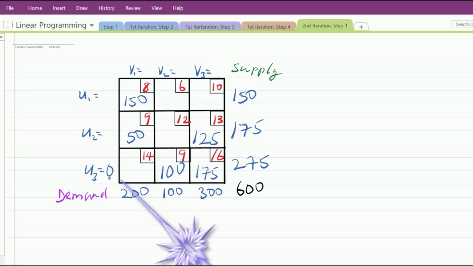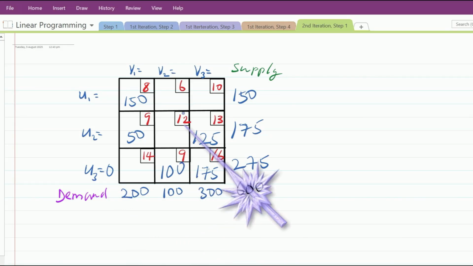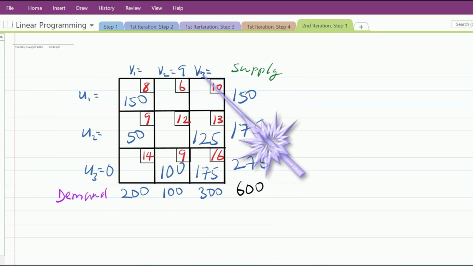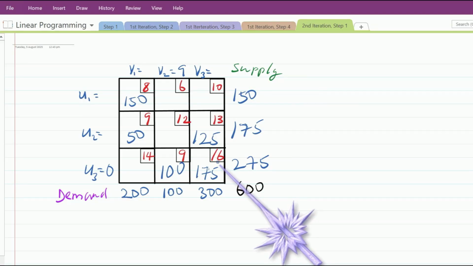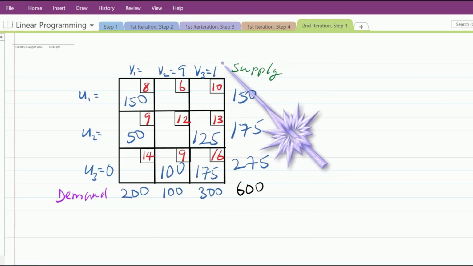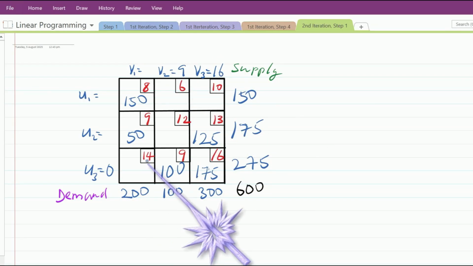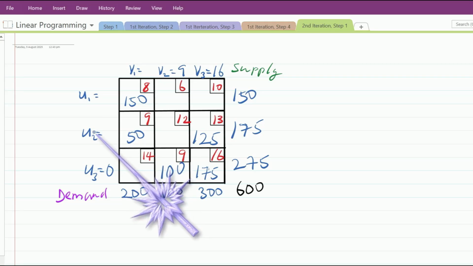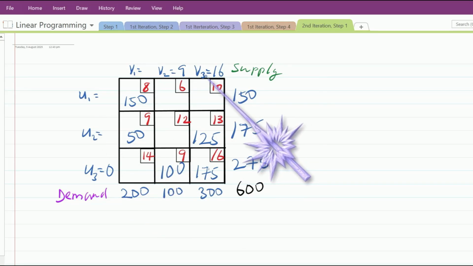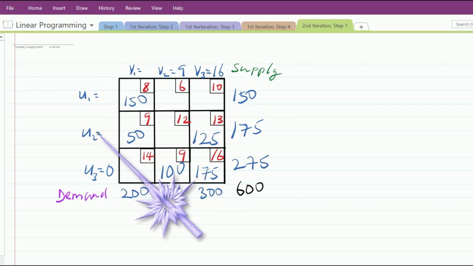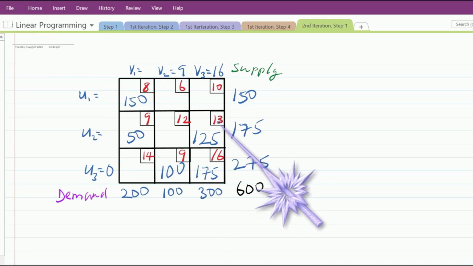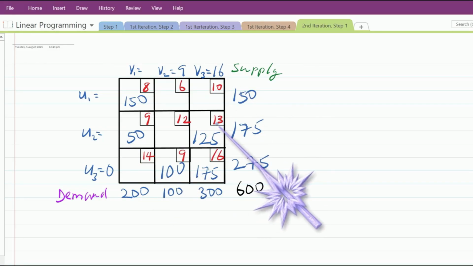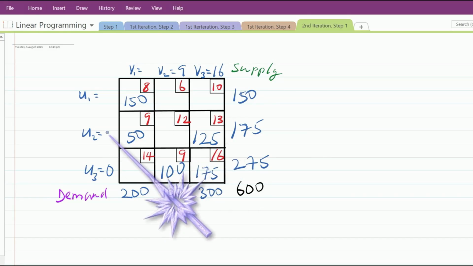If U3 is 0, and this is 9, it means here is 9 too. If U3 is 0, U3 plus V3 should give us 16. And if this is 0, it means this is 16. We've gotten 1, 2, 3 already. The next thing is remaining these 2. You come here. V3 plus U2 will give us this point here, 13. So 16 plus U2 will give us 13. It means this one is minus 3.